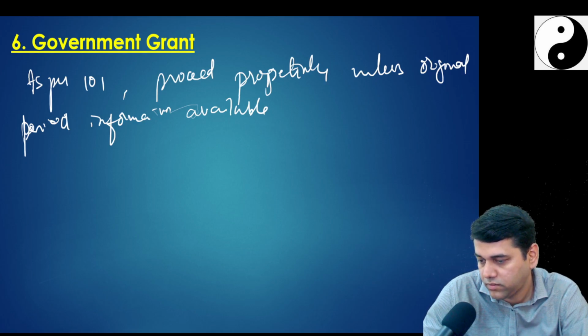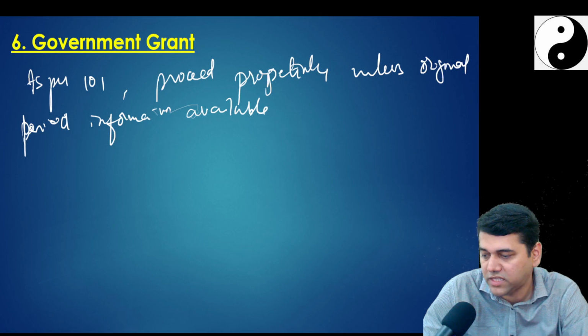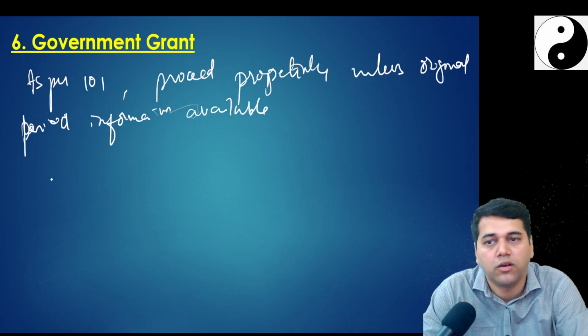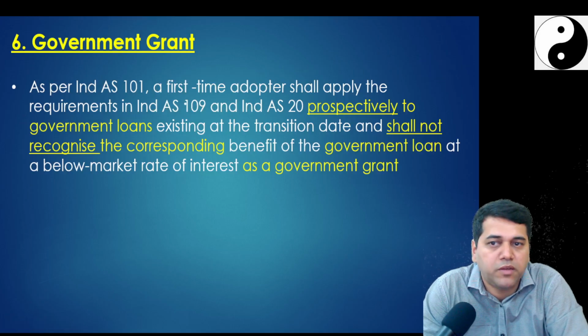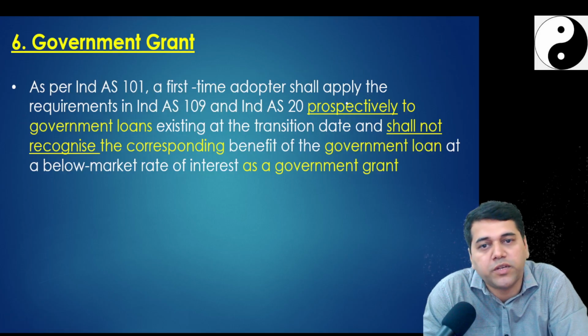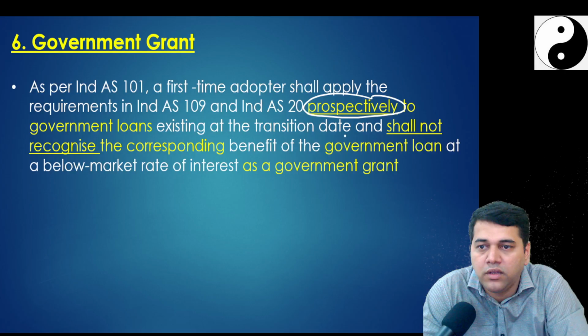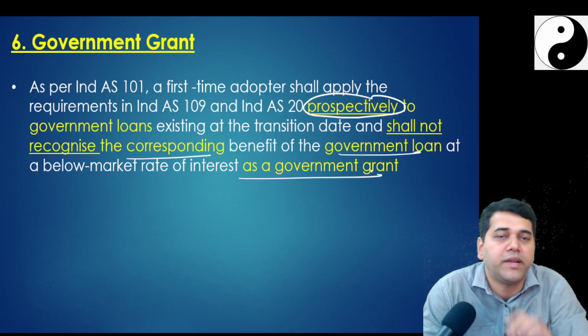Okay, this part is clear, no? I'll just show you the theory. As per 101, the first time adopter shall go prospectively to the government loan and shall not recognize the corresponding government loan as a government grant.